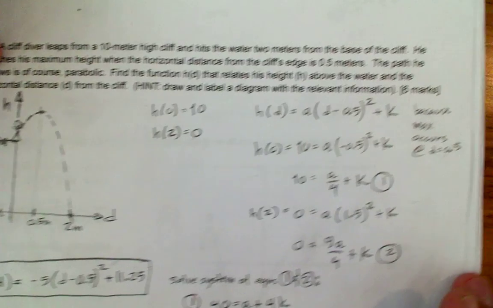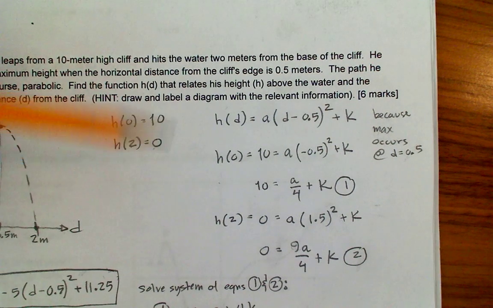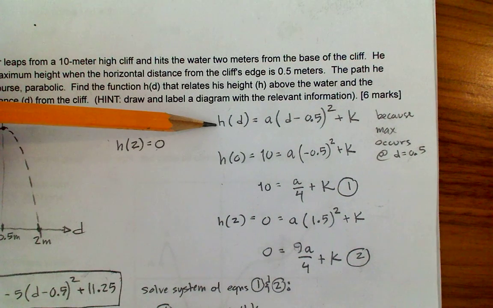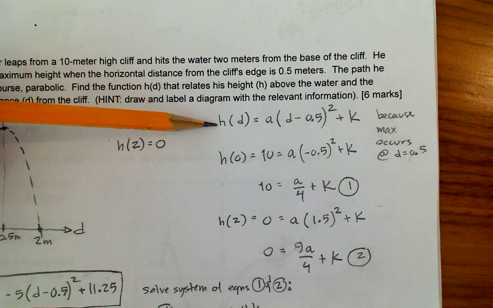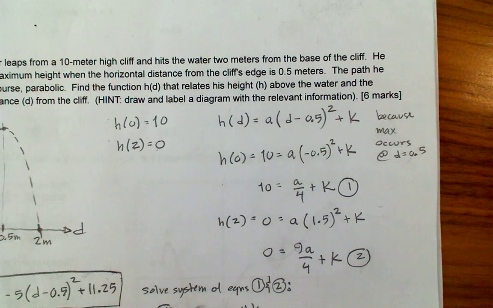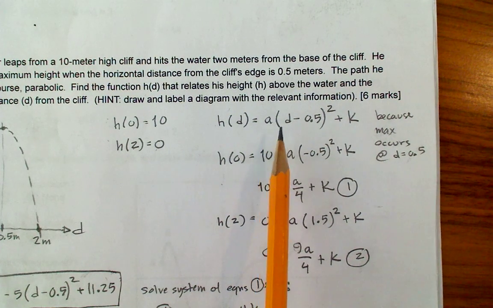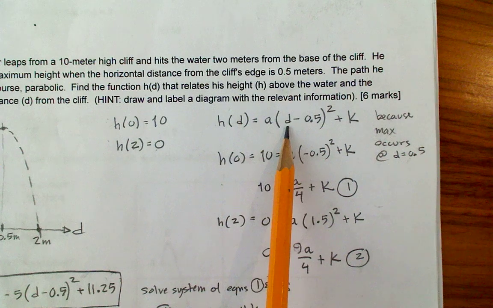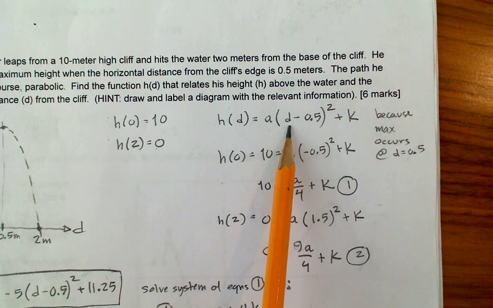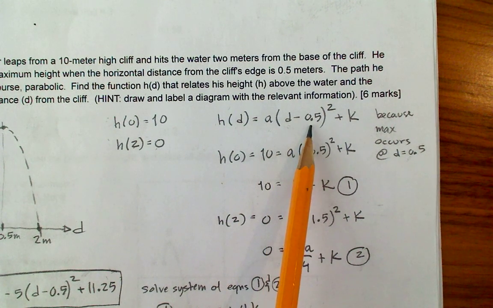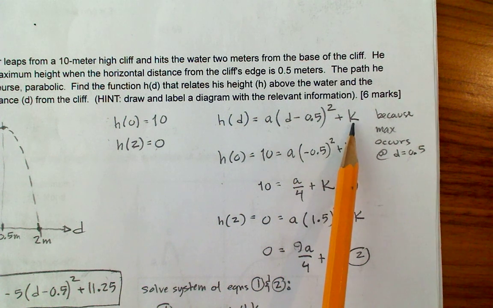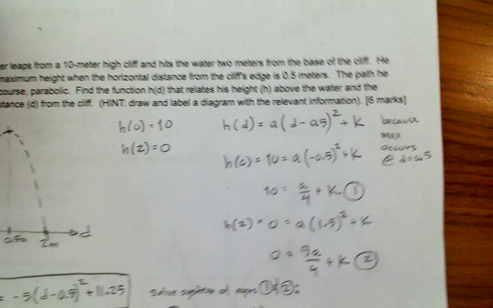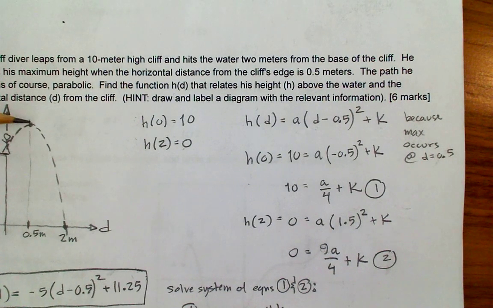So I decided to start off with this formula right here in vertex form. And I don't know what a is. d is my variable. That's like my x, right? h of d. So that's my d right there. I do know that the vertex happens when d is equal to 0.5, so I can put that right here. And then I don't know this constant either, k, which is really how high he gets right here.